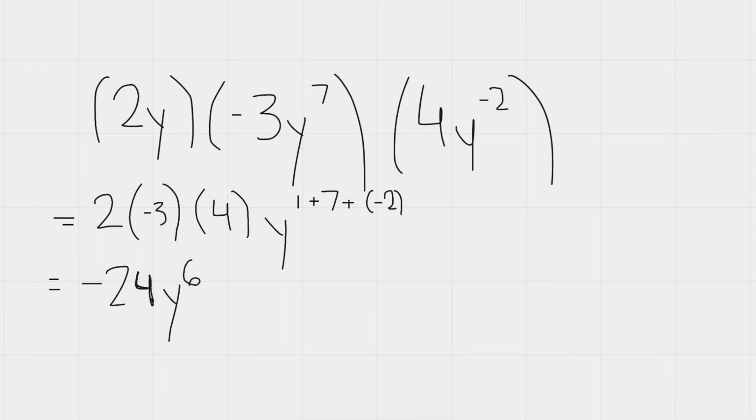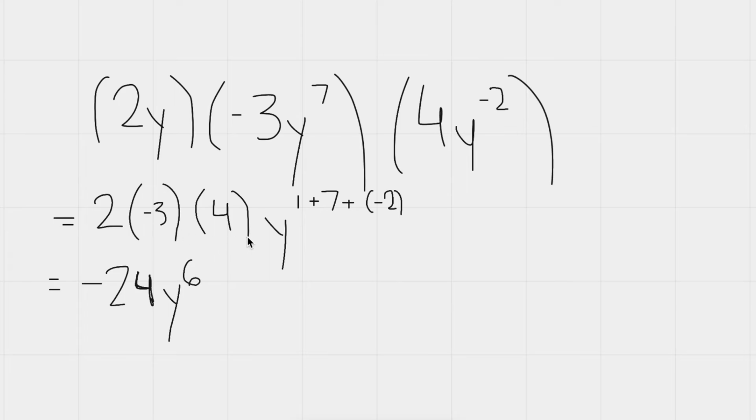Here is one more example. 2y times negative 3y to the power of 7 times 4y to the power of negative 2. We start by multiplying our coefficients, 2 times negative 3 times 4, which is written right here. We keep the base the same, and we add our exponents. Now you must notice that I put a 1 as the first exponent. I put the 7 as the second, and negative 2 as the third. Why did I put 1 as the first exponent? There's no exponent shown on the first y. That's because when there's no exponent on a number, that basically means it is to the exponent of 1. So we must keep the 1 there, as it does make a difference.